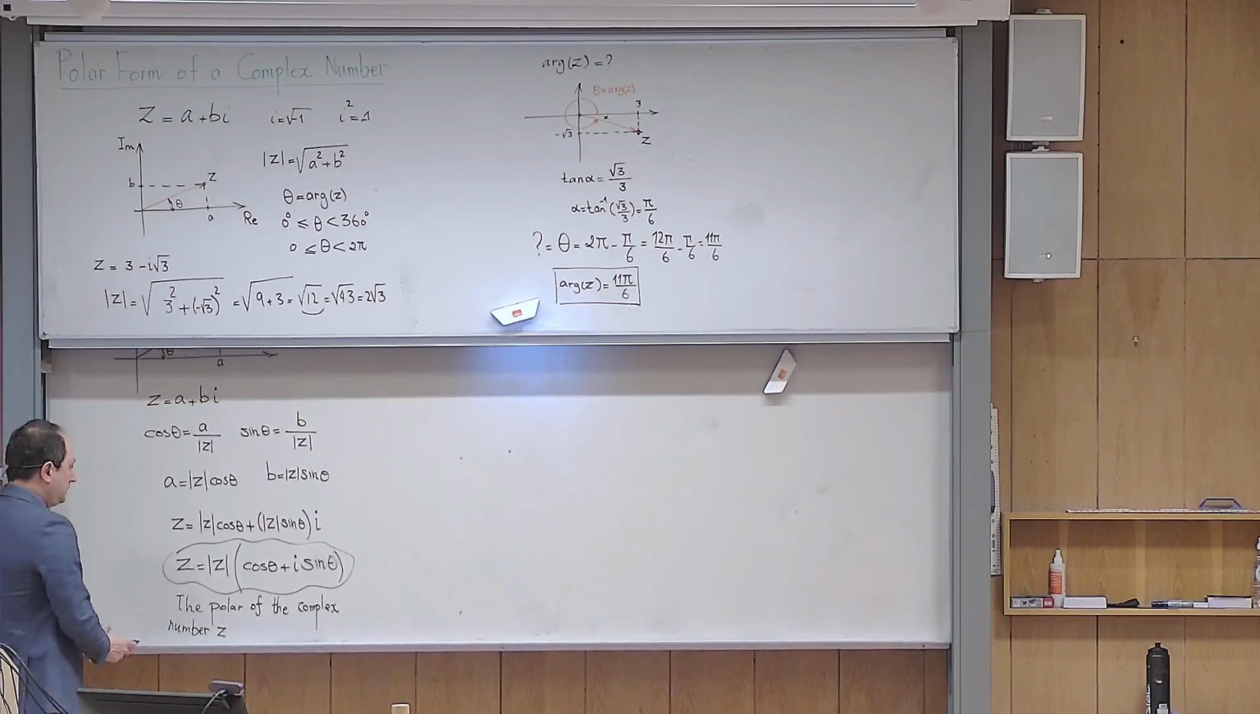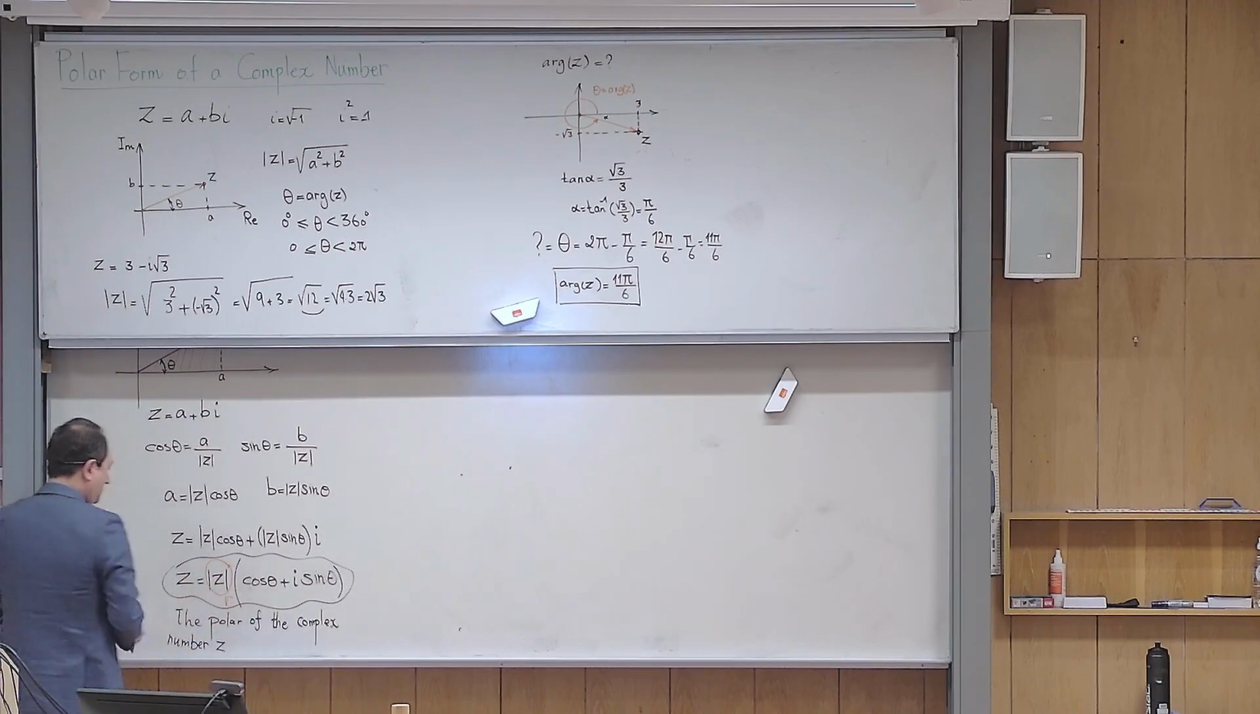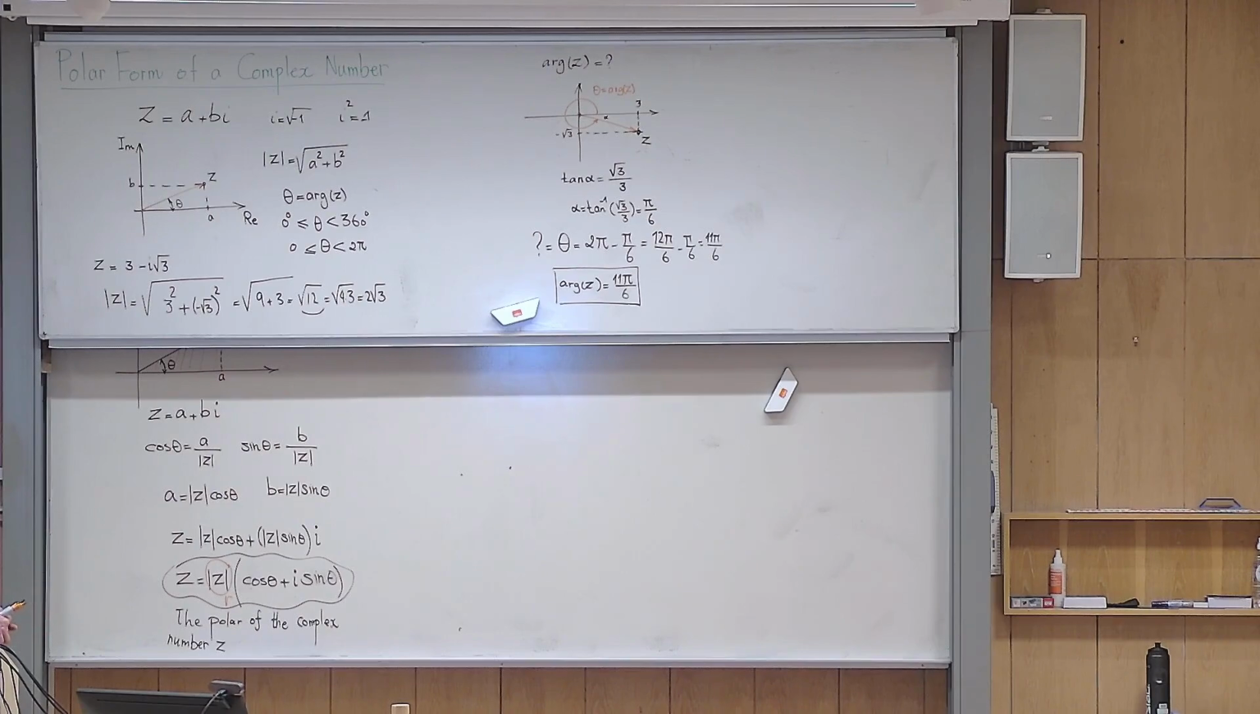Okay, and usually in the complex numbers, this number is denoted by r. So the absolute value is usually denoted by r.